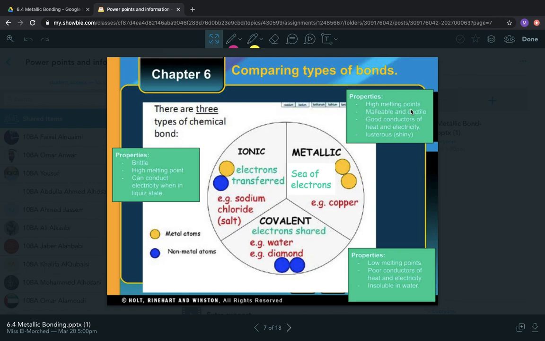And they have high melting points. If you remember, when we were talking about ionic bonding, high melting points means very strong attraction between the atoms in the substance. So this is obviously a situation where atoms are held together in a very strong manner. Even though their electrons are free and delocalized, they still hold on to each other very tightly. This is why it's very difficult to actually melt a metal.